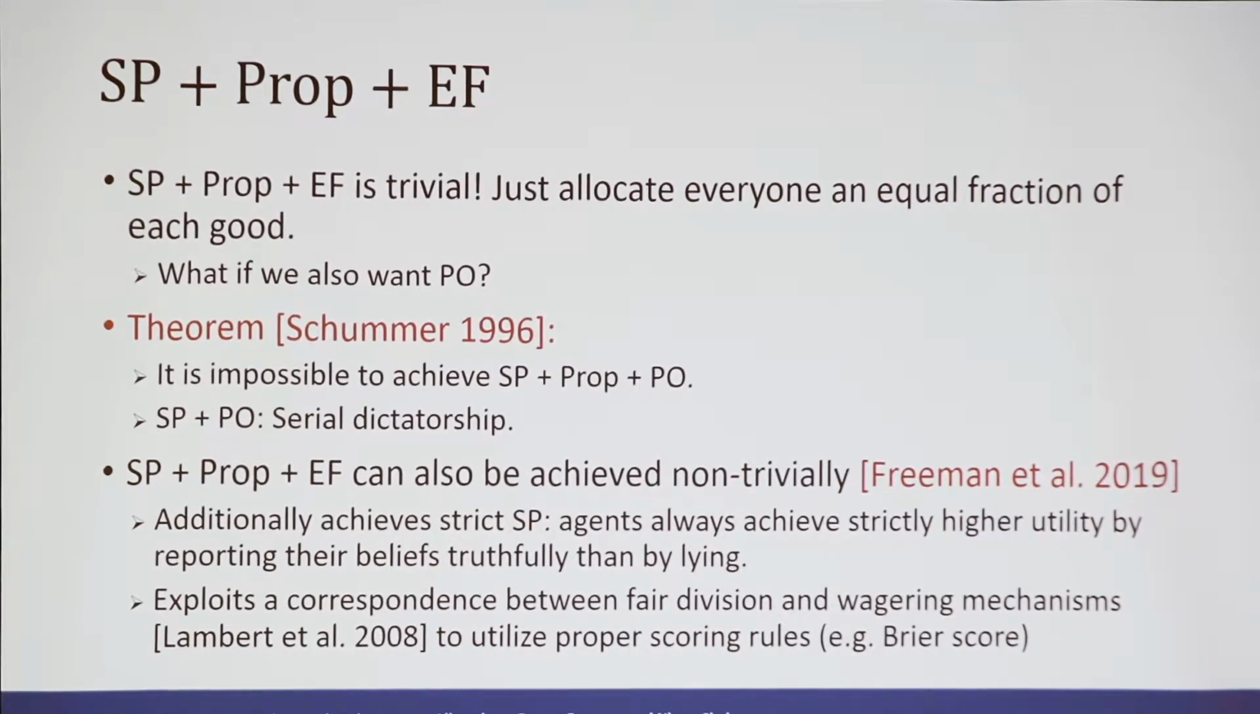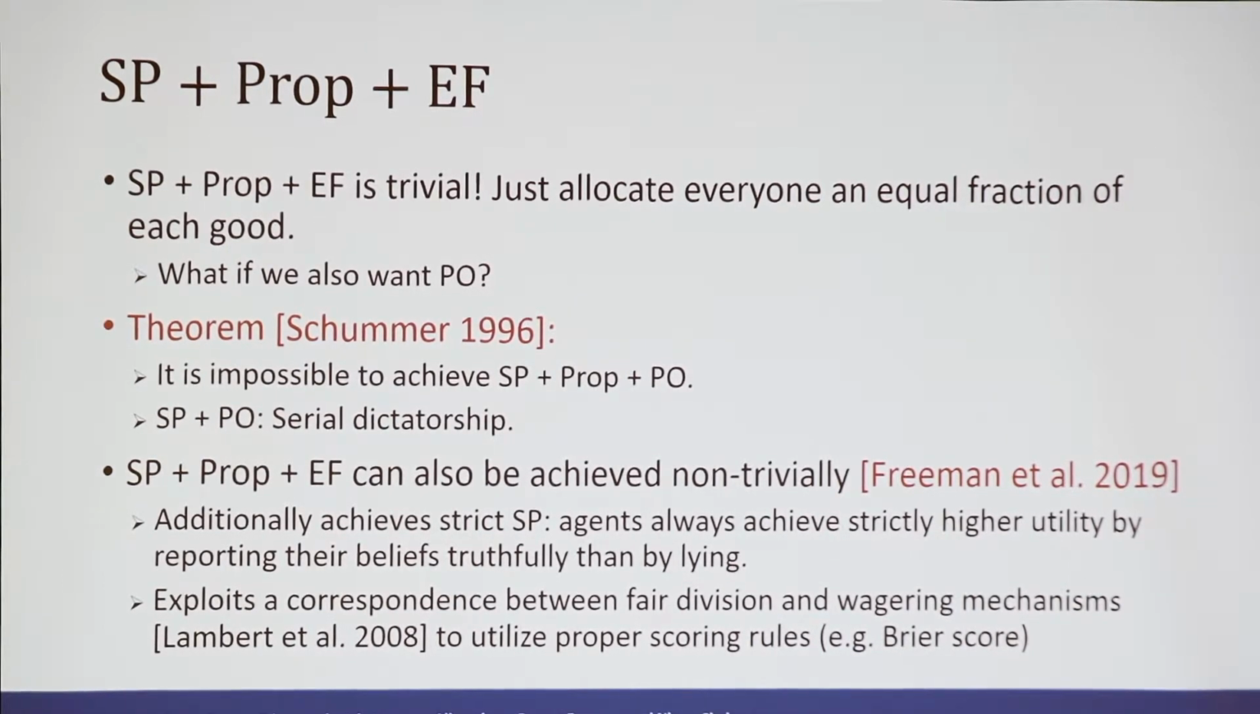And we've recently seen that you actually can do this. There's a mechanism, or a class of mechanisms actually, which achieves these three properties together non-trivially. So we don't get Pareto optimality, but we at least do get more than the trivial allocation. And additionally, we actually get a slightly stronger strategy proofness property. It says that not only can you not benefit from lying, but if you lie about your evaluations, you'll do strictly worse.